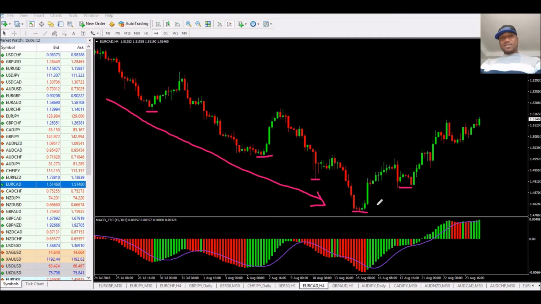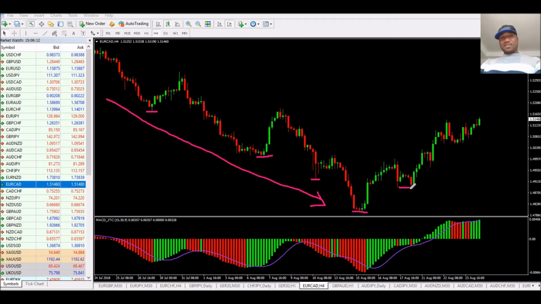So now if we check clearly from this point, you can see that this point and this point is a neckline, right? So we have head and shoulder and we have neckline. So now let's draw the head and shoulder so that you can see clearly what it looks like.